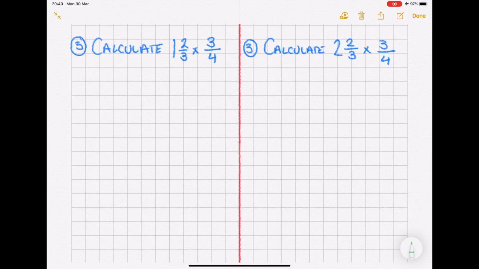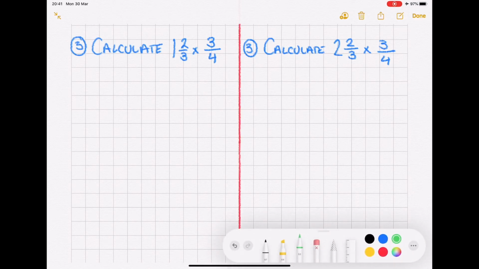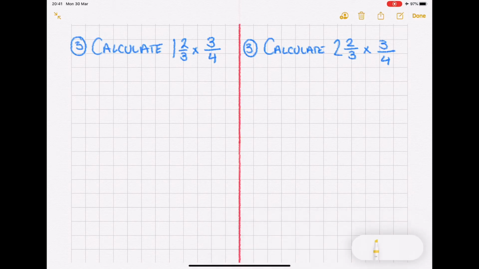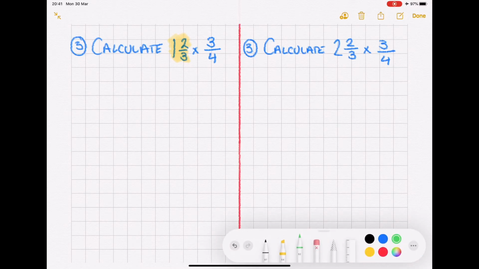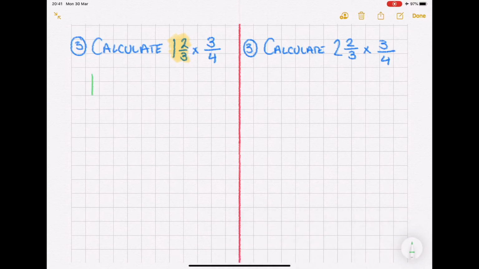So, our final example, calculate 1 2/3 multiplied by 3/4. Now in this question, we've been given that, which is a mixed fraction. So before we start multiplying anything, the first thing we need to do is to change that into a top-heavy fraction.